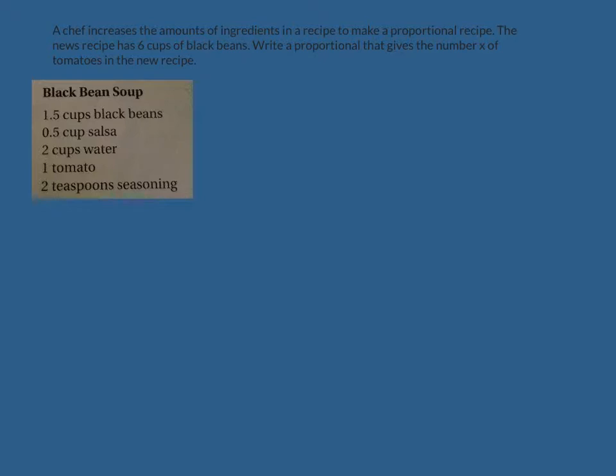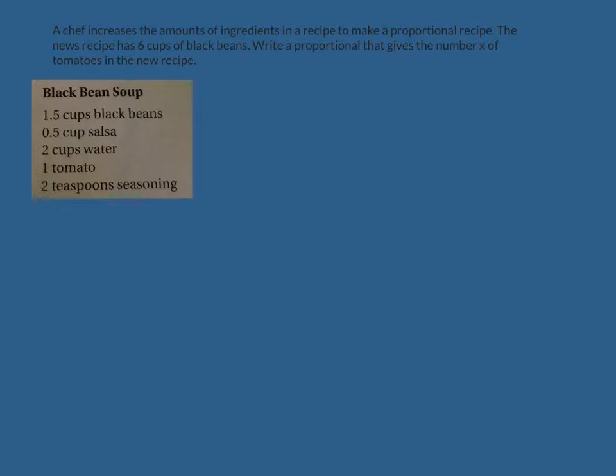A chef increases the amounts of ingredients in a recipe to make a proportional recipe. The new recipe has 6 cups of black beans. Write a proportion that gives the number x of tomatoes in the new recipe. Looking at this ingredient list, we have 1.5 cups of black beans, 0.5 cup of salsa, 2 cups of water, 1 tomato, and 2 teaspoons seasoning.